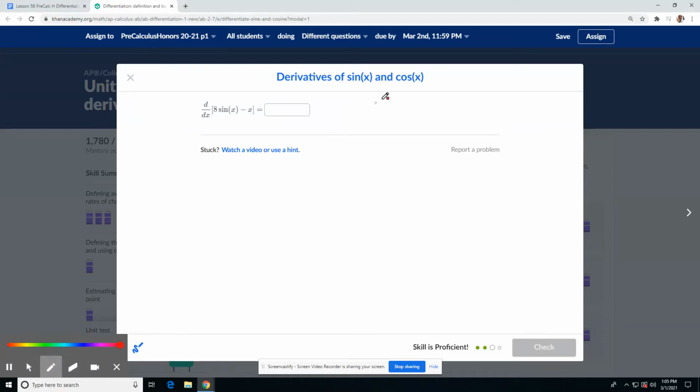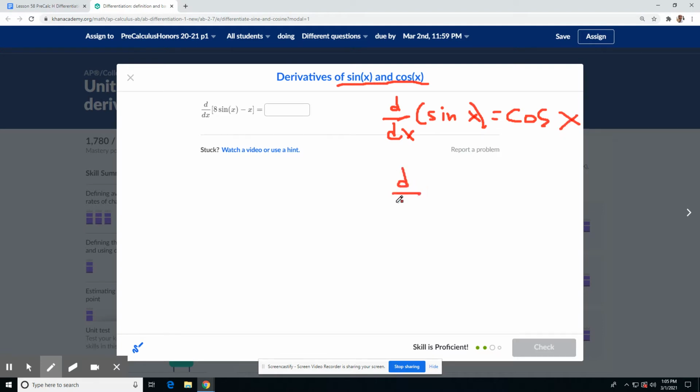We are looking at the derivatives of sine and cosine. So it would help if you just have these written down. The derivative of sine is just cosine, and the derivative of cosine with respect to x is negative sine. All right.